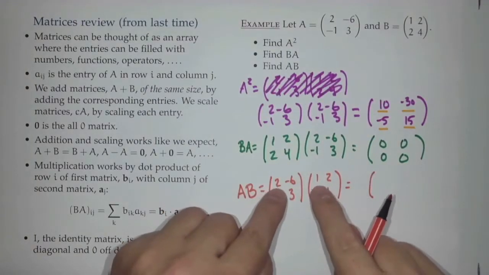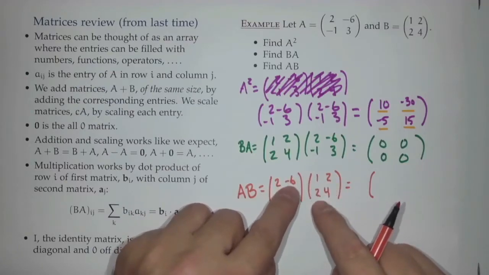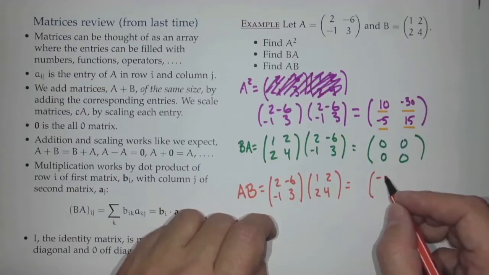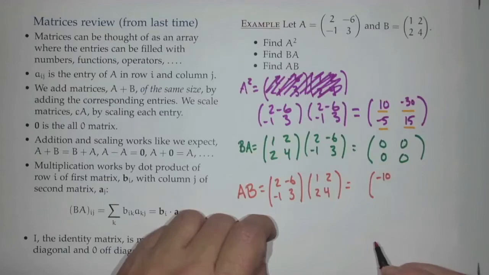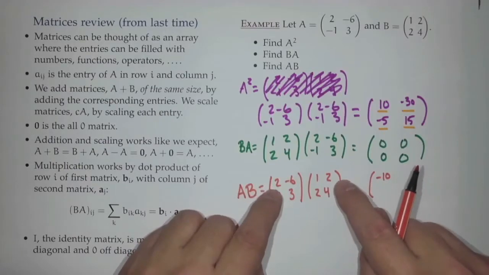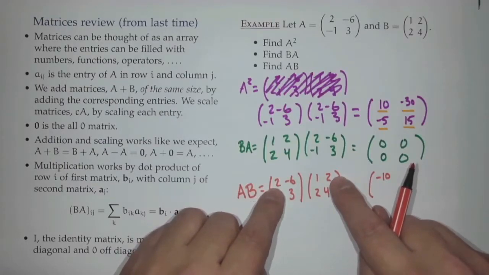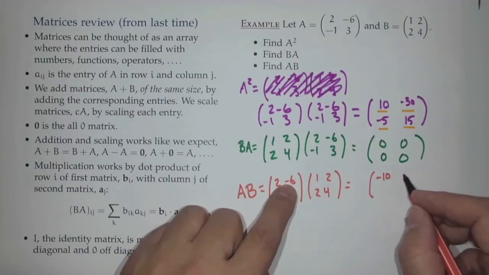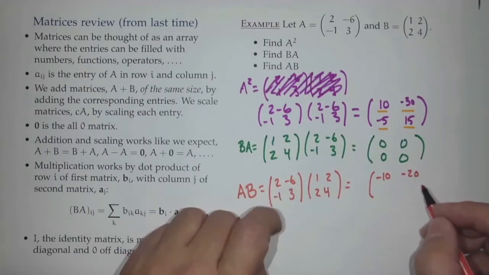All right. 2 times 1 is 2. Minus 6 times 2, minus 12, put together, minus 10. Now, that's not 0. What? Okay. Finish it up. 2 times 2 is 4. Minus 6 times 4 is minus 24. So that should be minus 20.